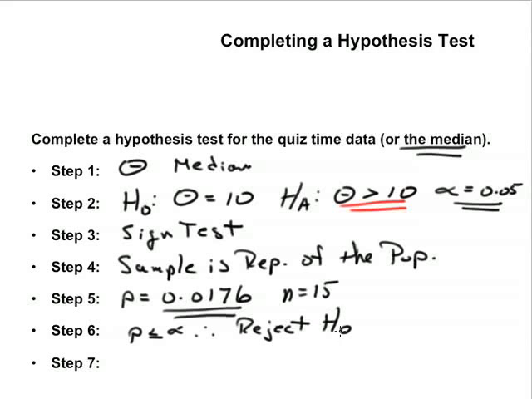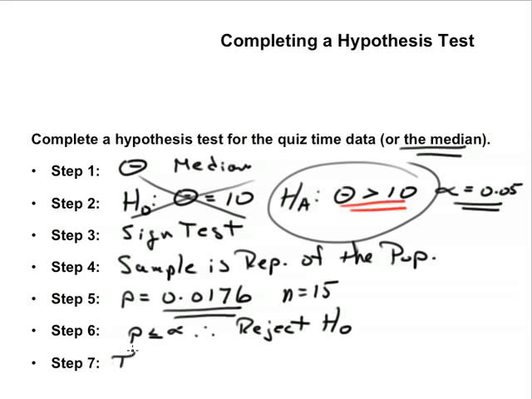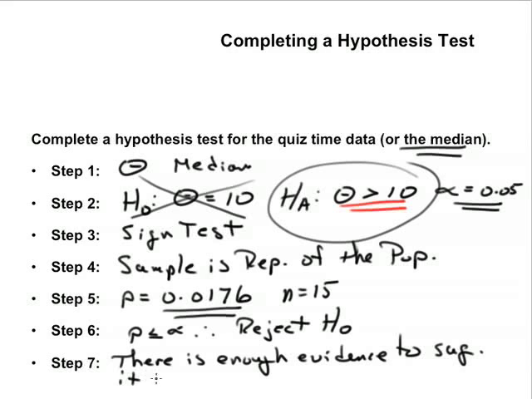Therefore, your decision is to reject the null hypothesis. Remember, rejecting is always in reference to the null hypothesis. So if I reject the null hypothesis, the alternative is what's left. So my conclusion is there is enough evidence to suggest it takes more than 10 minutes. I kind of ran out of room here, but I should say it takes more than 10 minutes to complete the exam or the quiz.